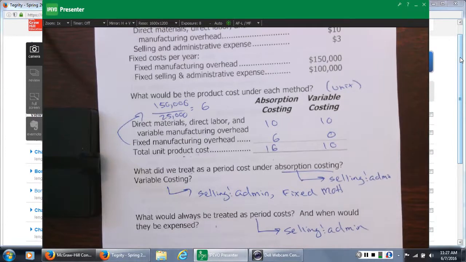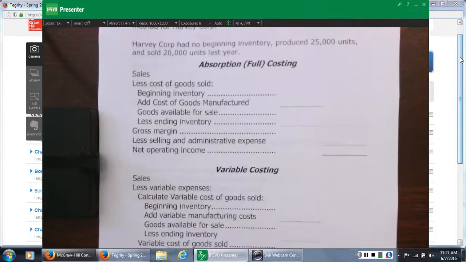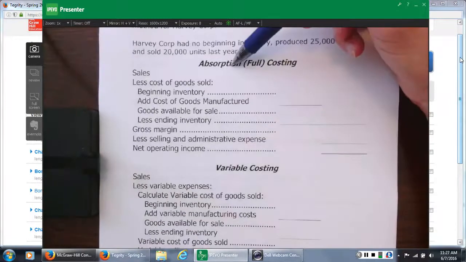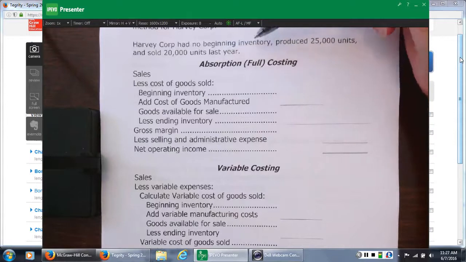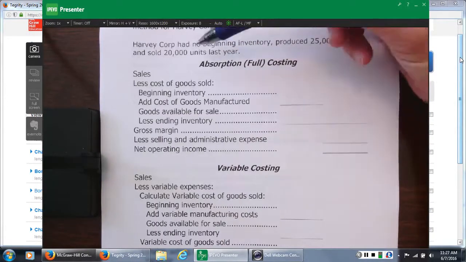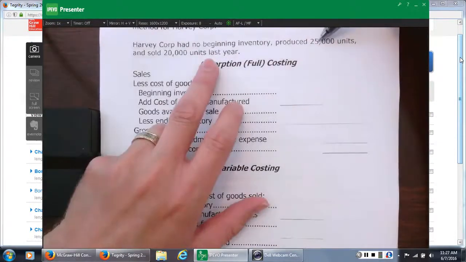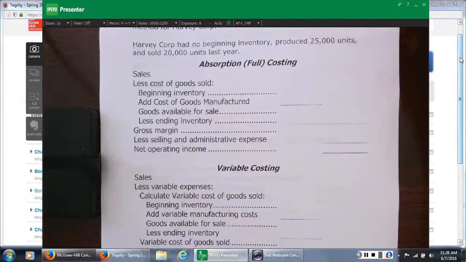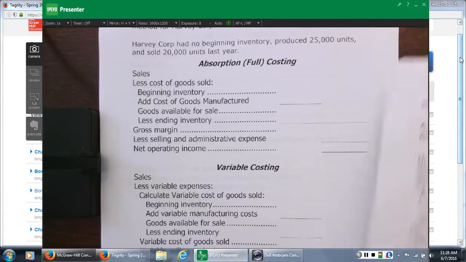Okay. So now let's look at our example under full costing versus variable costing. It says right here, Harvey Corporation has no beginning inventory. They produce 25,000 units and then they sell 20,000 units. So basically what this means, of course, is that they're going to have 5,000 units left over in ending inventory. So we come back over here and we need to calculate our sales.